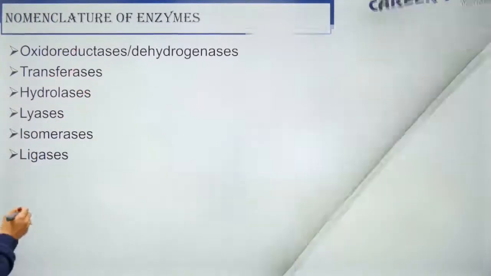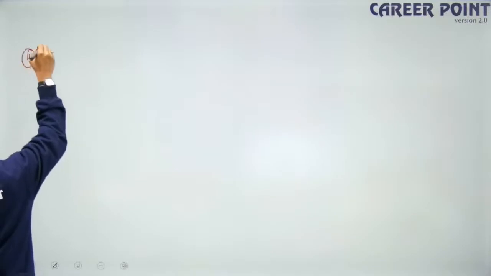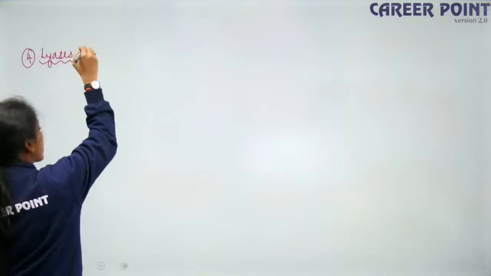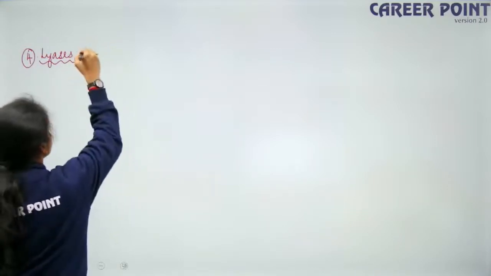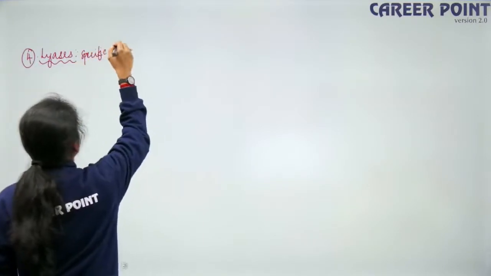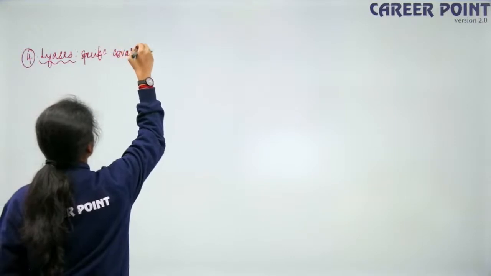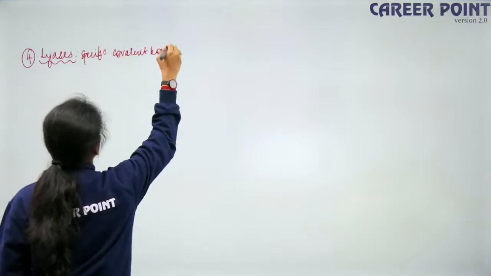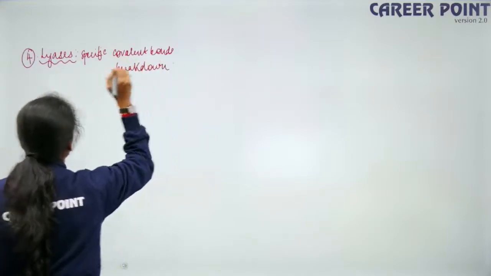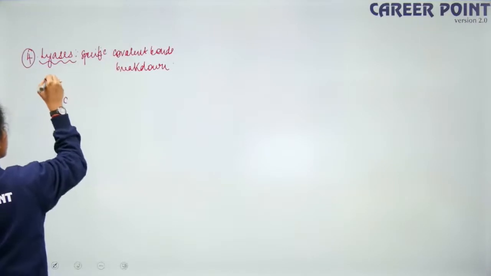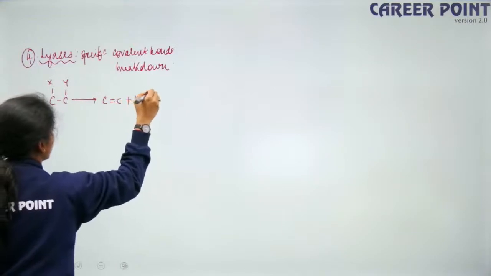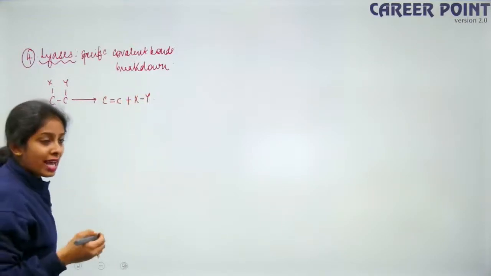The next one is lyases. This is number 4, that is lyases. Lyases break specific covalent bonds. So this catalyzes the breakage of specific covalent bonds. So that is broken down here. For example, if I have this, it will form like this. So this is what your lyases do.